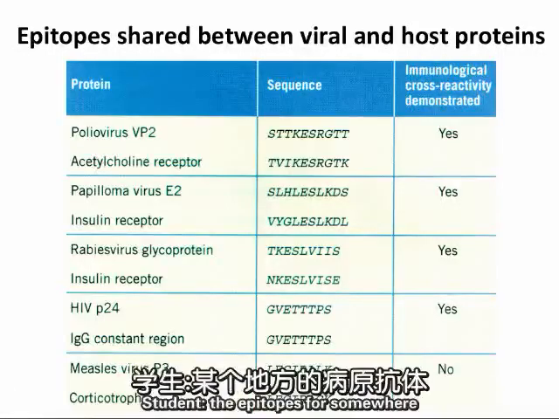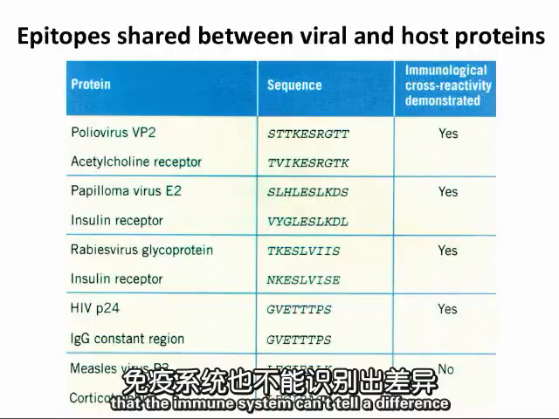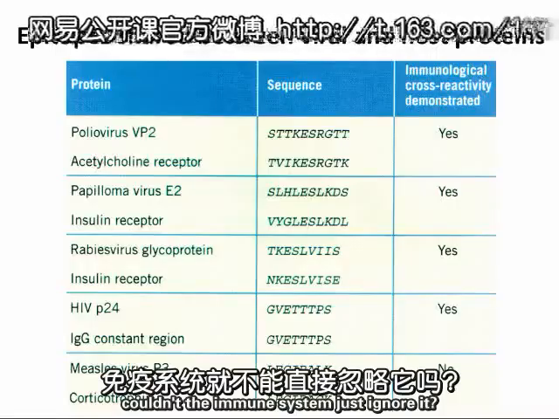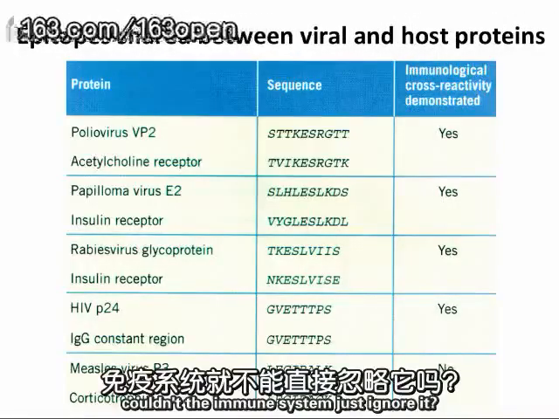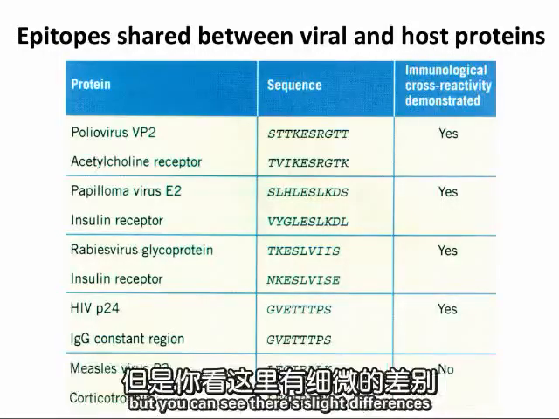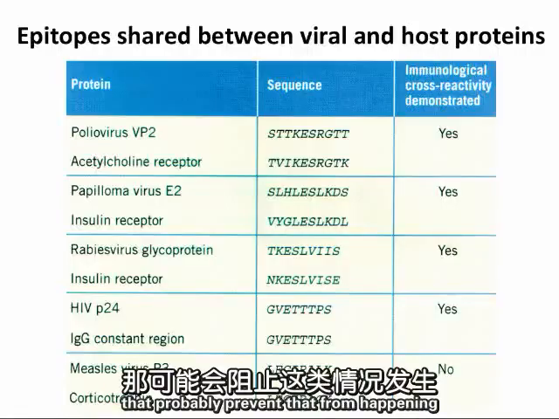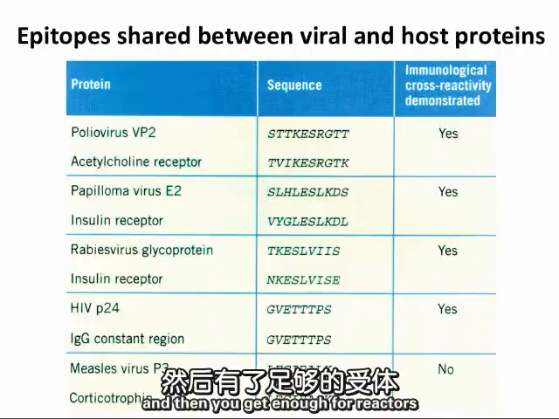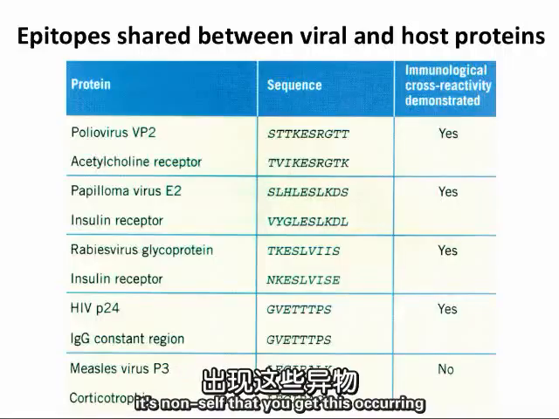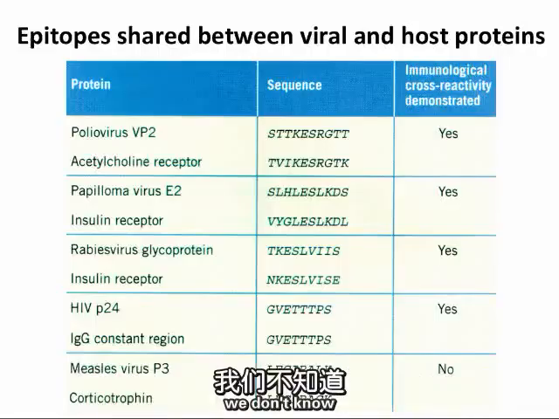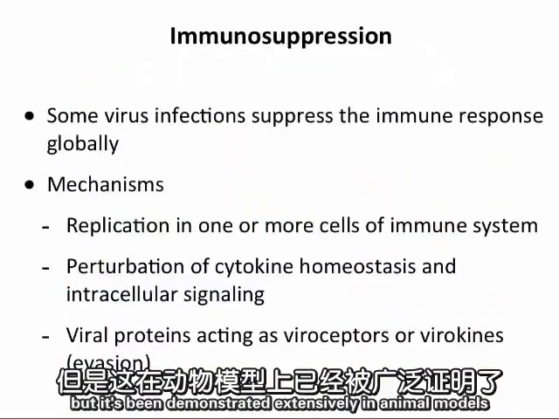Yes? The epitopes are so similar that the immune system can't tell the difference. Then instead of attacking both virus and cell, wouldn't the immune system just ignore it and think it was self? Yeah, if it were identical, it would be recognized as self. But you can see there are slight differences that probably prevent that from happening. That would be my guess, and then you get enough of a reaction. It's non-self that you get this occurring. I don't know. Whether this is working in human infections, we don't know, but it's been demonstrated extensively in animal models.